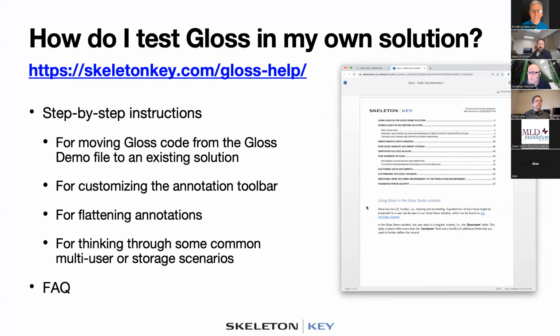We also have a page that's highly visible and linkable from any Gloss page you find on our website. A Word document with step-by-step instructions gives you the basics on how to move Gloss from the demo file that you just got to any existing solution that you have. We do it by using a content management solution, taking one of our star solutions and using it as a guinea pig. We also explain how to customize the annotation toolbar, how to use the flattening feature, and then we give you some common multi-user and storage scenarios that you could run into.